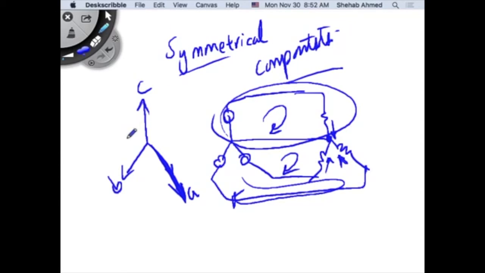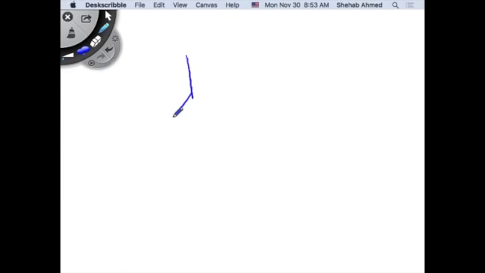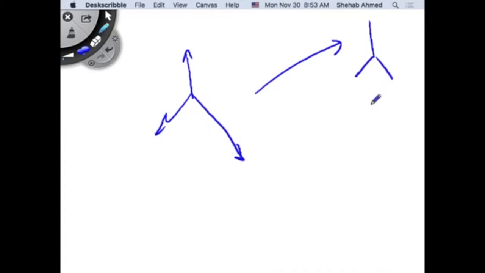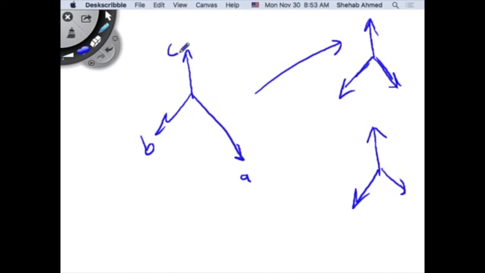Symmetrical components theory tells me that if I have a voltage source or a current source that is not balanced, I can chop it up. This is an unbalanced source. I can chop it up into two balanced three-phase sources, but one, okay, so if this is A, B, and C, right? One will look exactly the same.